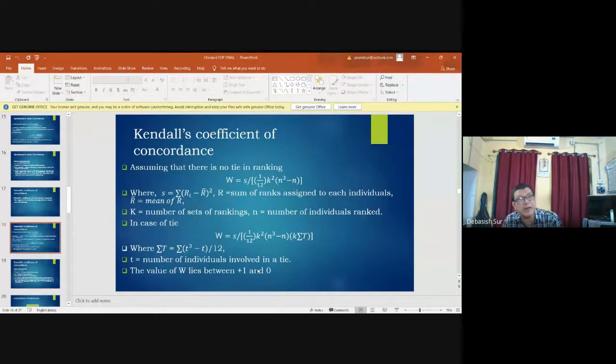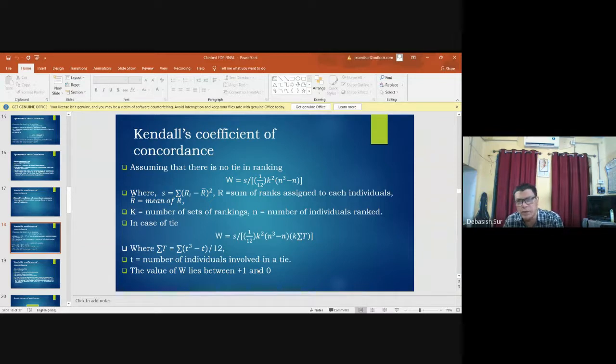Here, capital W equal to small s divided by 1 by 12 into k square into n cube minus n. Actually, here also we have two formulae. One is applicable in case of absence of tie, that means where there is no tie. The second formula we can apply when there is at least one tie. That means if a tie arises, the second formula can be applied, and if a tie does not arise, the first formula can be applied. Here s equal to sigma Ri minus R bar whole square, where R is the sum of ranks assigned to each individual.